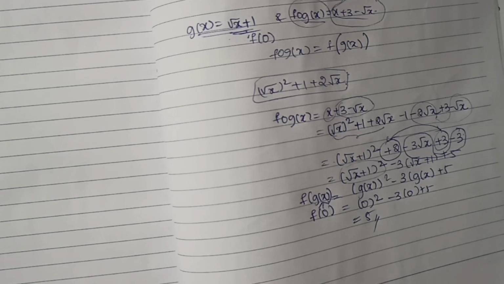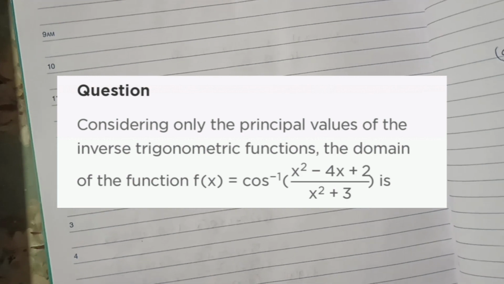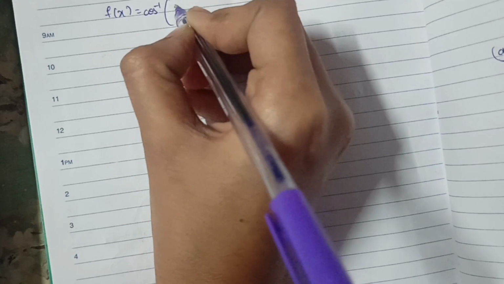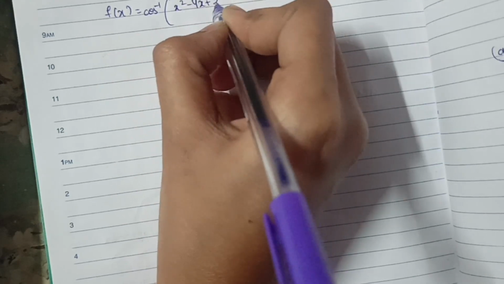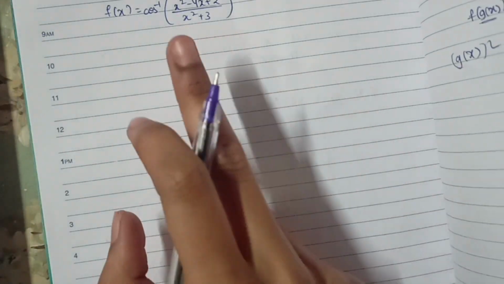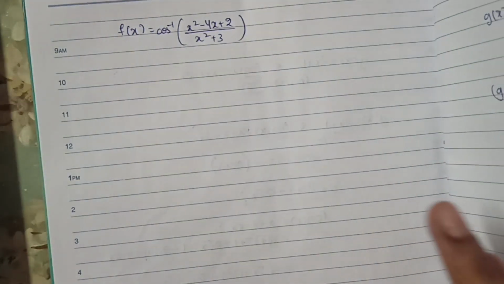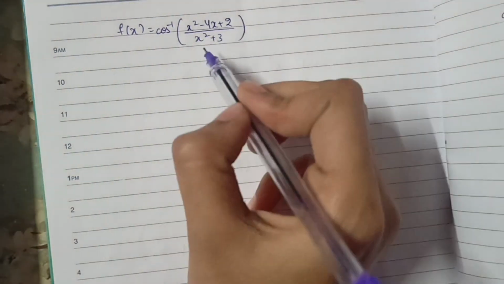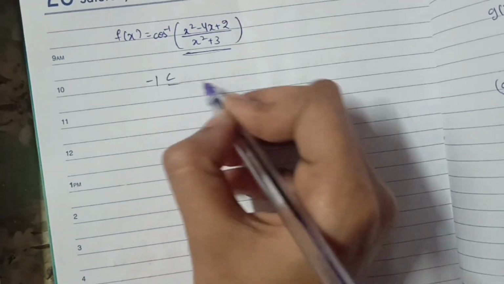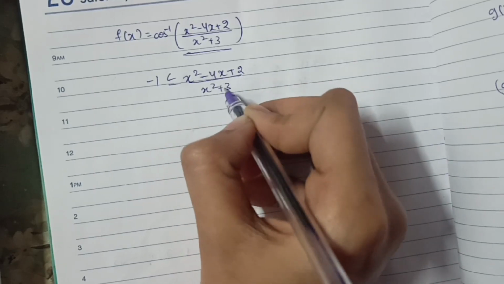Let's go into another question. So here's the second question on your screen. In that, they have given that f of x equals cos inverse of (x square minus 4x plus 2) by (x square plus 3), and now we have to find the domain of the given function. It's very easy actually. We know that the domain of cos inverse is that the given value must be between minus 1 and 1, right? So we'll write that first.